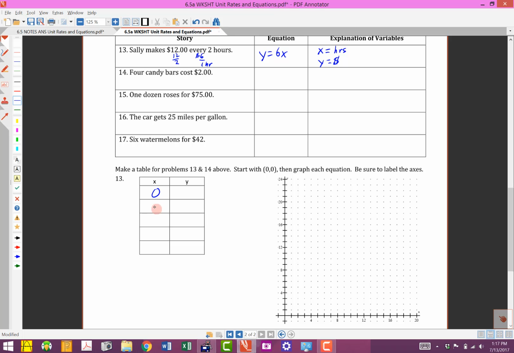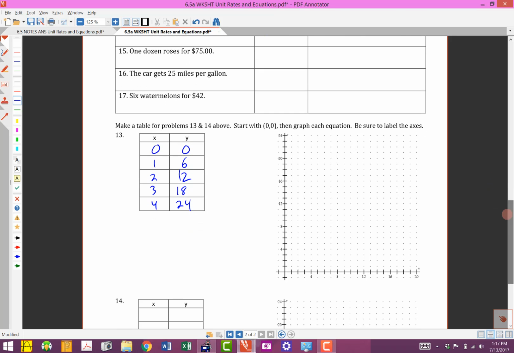So again, start with 0, 0. Then go from 0 to 1 to 2 to 3 to 4. So in 0 hours, she'd make $0. In 1 hour, she'd make $6. In 2 hours, we know she'd make 12. In 3 hours, 3 times 6 would be 18. In 4 hours, this would be 24, like we checked before.